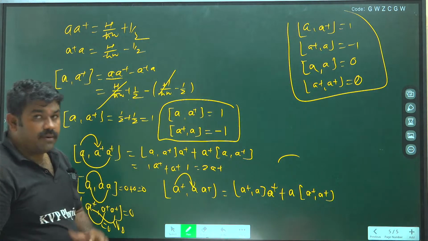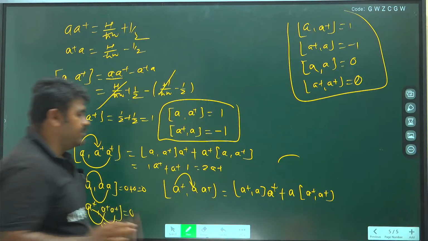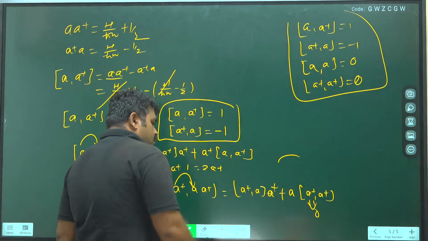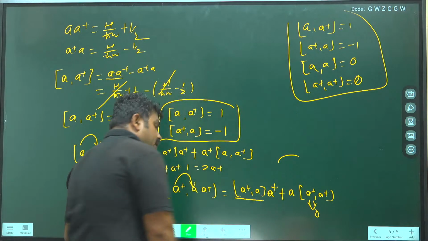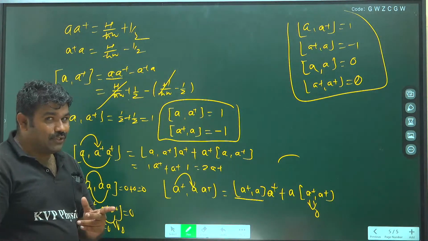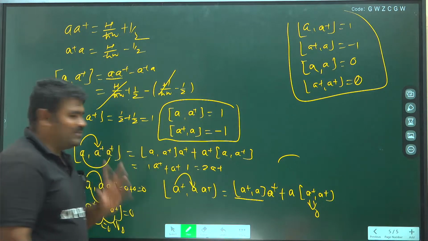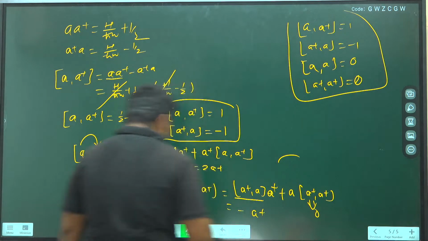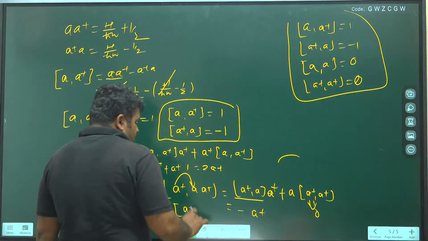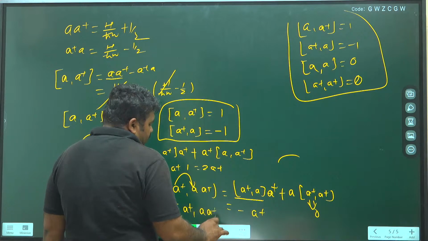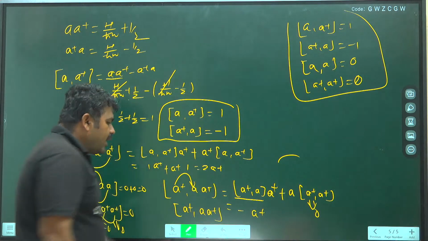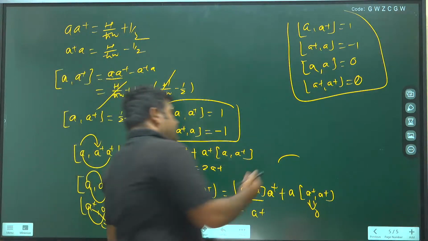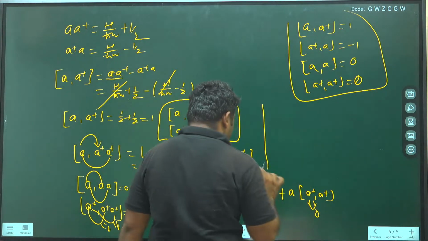But we know that the second part is commutator with itself. Commutator with itself, this part is equal to how much? Simply 0. Focus on this one: a dagger comma a. Increase, decrease. This will be decrease, decrease minus 1. And this is equal to how much? Minus a dagger. Means the commutator of a dagger comma a is simply minus a dagger. Clear?